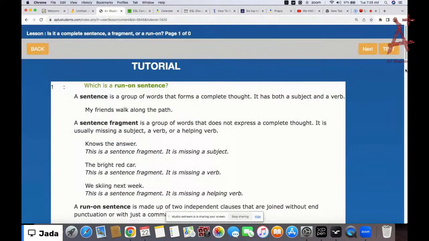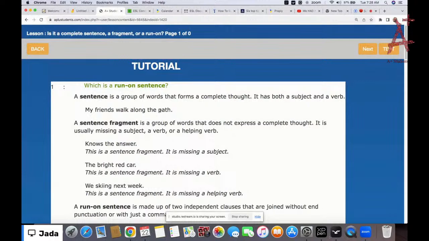Okay. So we all know that a sentence is a group of words that forms a complete thought. It has both a subject and a verb. Now, a sentence fragment is a group of words that does not express a complete thought. It is usually missing a subject, a verb, or a helping verb.